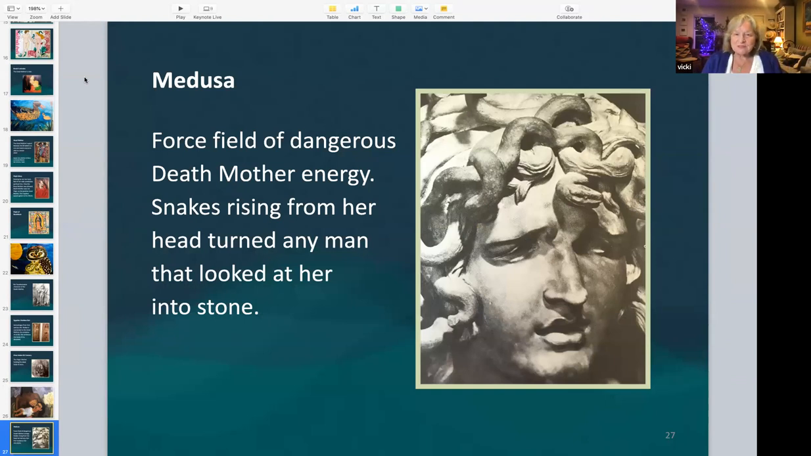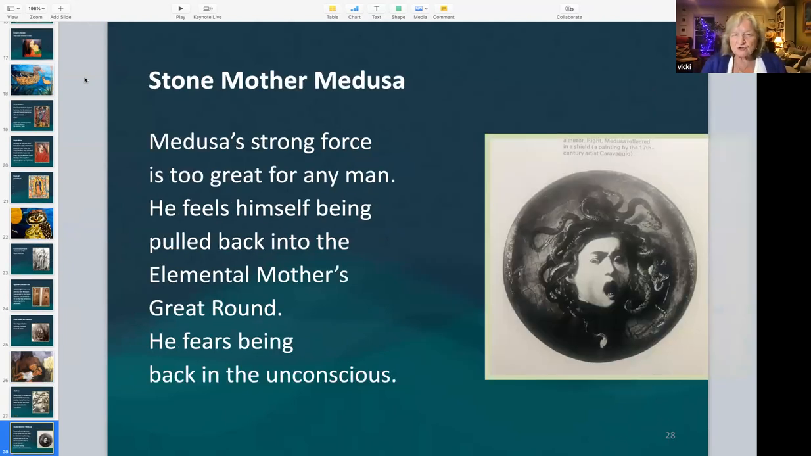And here is Medusa. This is the one I just referred to as negative and hostile. The force field of dangerous Death Mother energy, snakes rising from her head, turned any man that looked at her into stone. A very frightening Death Mother. And we call her the Stone Mother. Medusa's strong force is too great for any man.